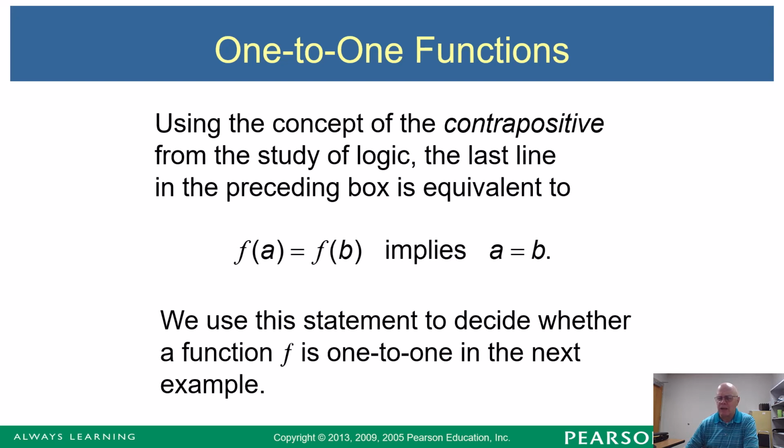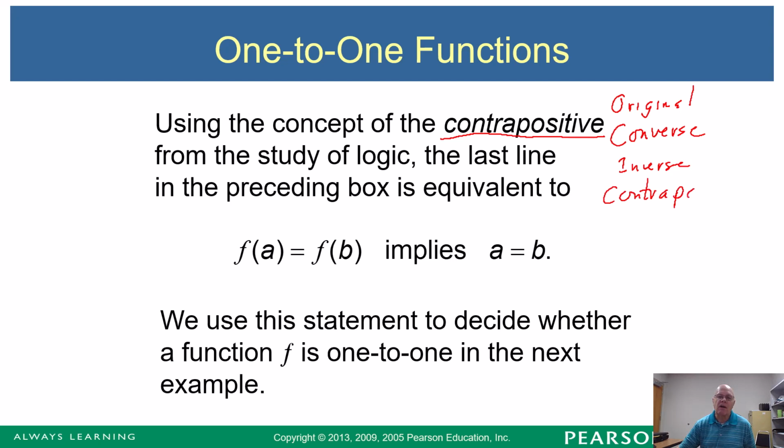Now, what am I talking about? I'm talking about a logical contrapositive. For every statement, you actually have 4 different statements that can be developed from that. The original statement, or just the statement itself. Next, you have the converse, and you have the inverse statement, and you also have the contrapositive.